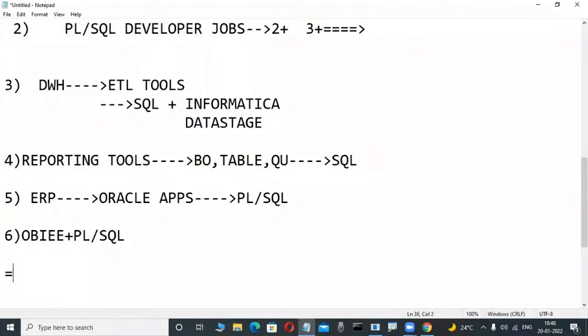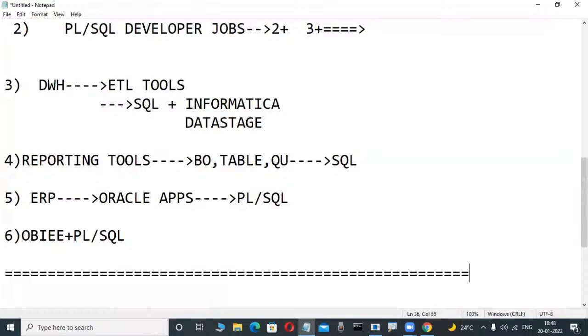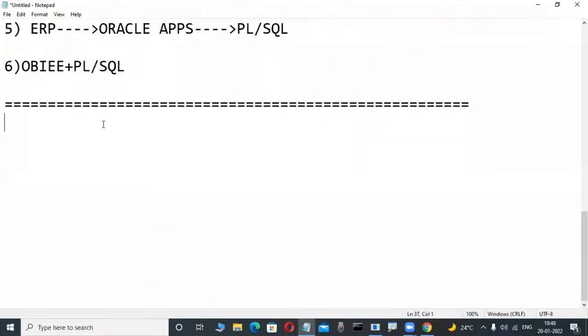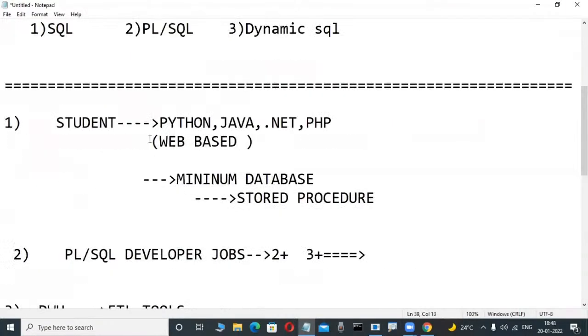Suppose you are not interested in the programming side and you want the administration side, you want those jobs only. In that case, DBA courses are there: Oracle DBA, SQL Server DBA, MySQL DBA, database administration courses. These people also need minimum knowledge before learning those courses. Minimum SQL knowledge is required. These people also learn these types of courses.